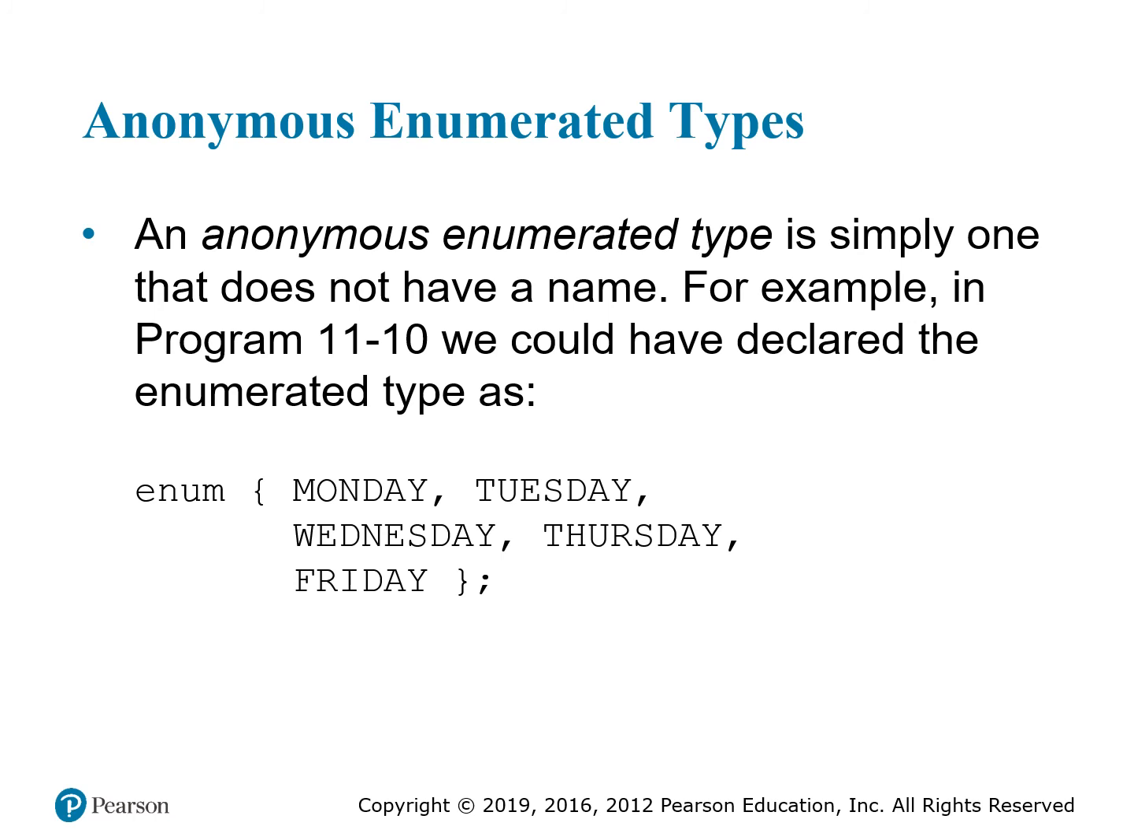An anonymous enumerated type is one that doesn't have a name. This doesn't do anything useful at all. You'd have to actually give it a variable here.